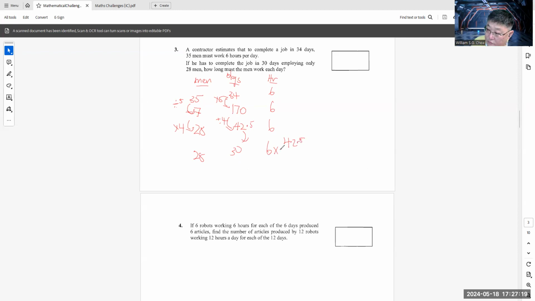42.5 divided by 30 gives me 8.5. So the answer is 8.5 hours per day. From the 6, they raise their work hours to 8.5. Okay, so same thing with question 4.